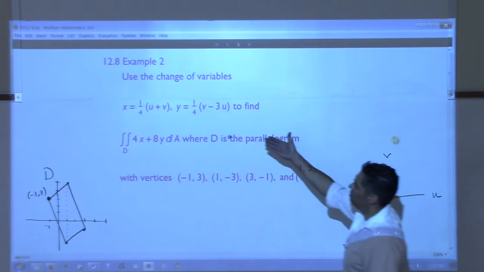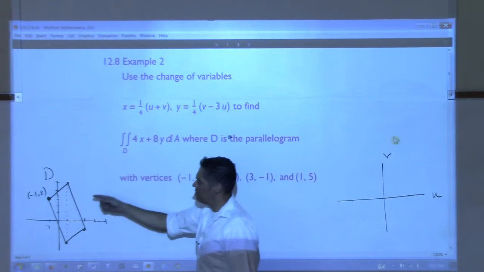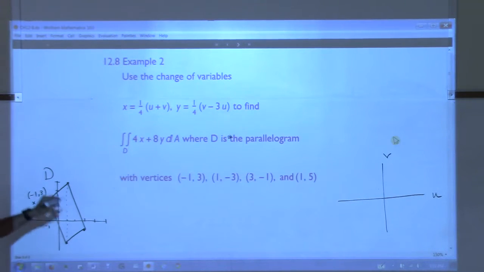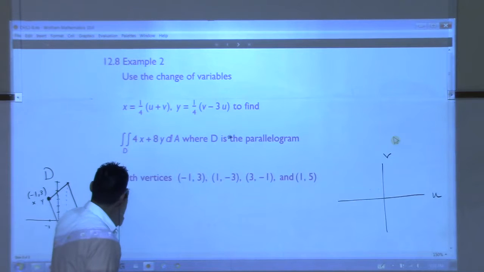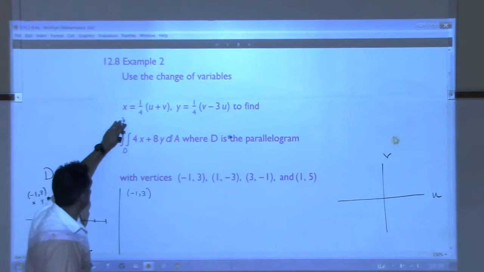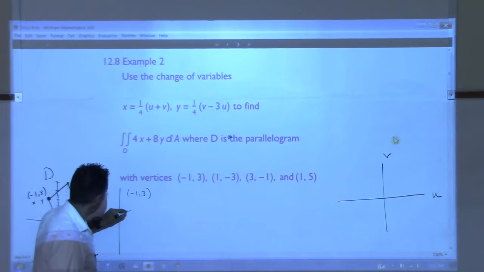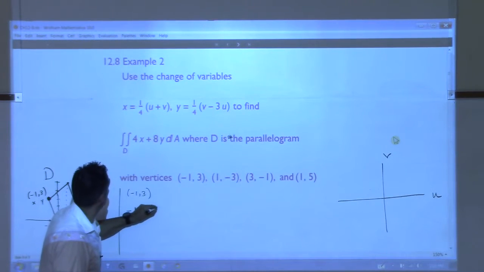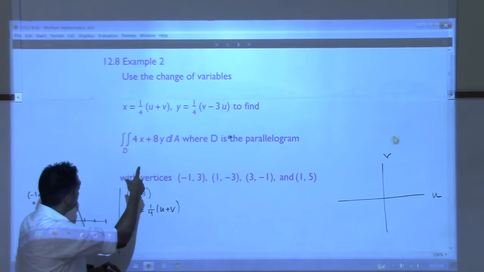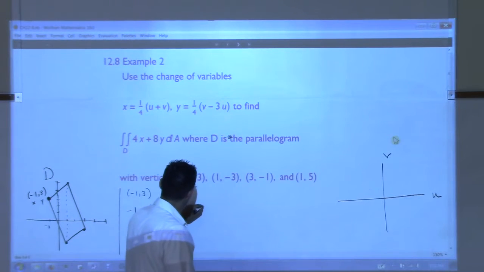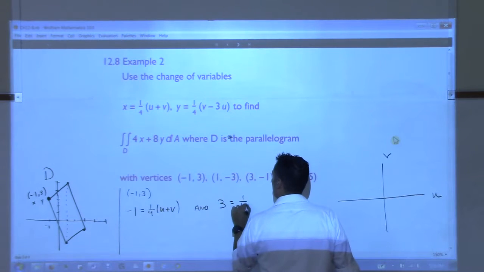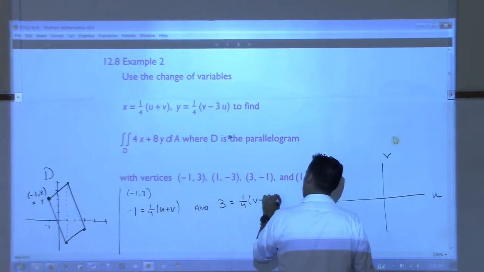Well, look at these equations, right? This is x, this is y, right? So what would happen if I go to those equations? What happens to the point -1, 3? Well, that would mean that this equation has to be equal to what? -1 has to be equal to 1/4 u plus v. And then what would the other equation have to be? 3 would have to equal 1/4 v minus 3u.